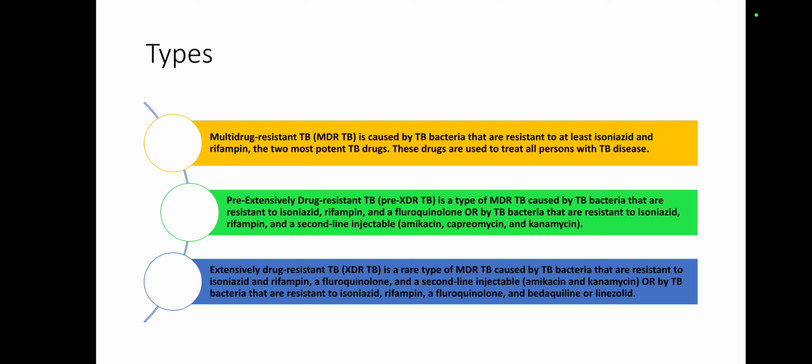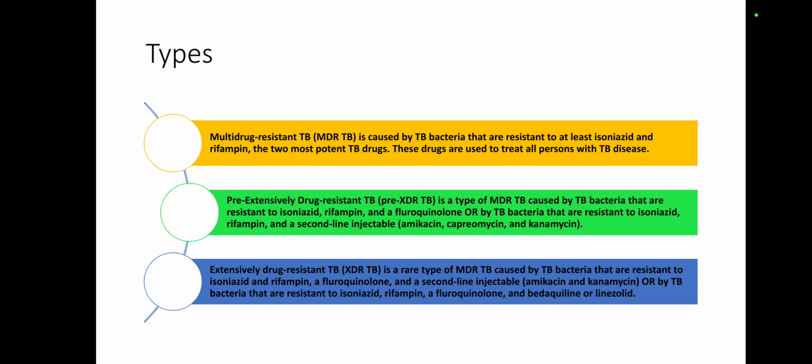Pre-extensively drug-resistant TB, which is the second type, is a type of multi-drug resistant TB caused by TB bacteria that are resistant to INH, isoniazid, rifampicin, and fluoroquinolone, or by TB bacteria that are resistant to INH, rifampicin, and a second-line injectable such as amikacin, capreomycin, and kanamycin.